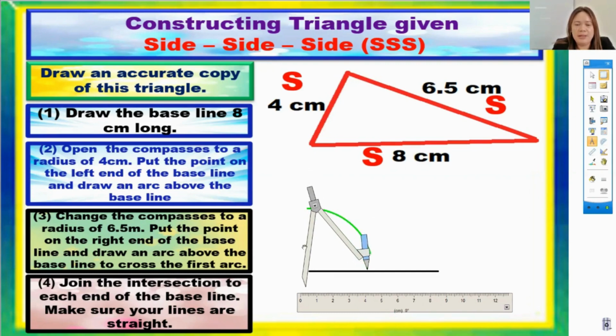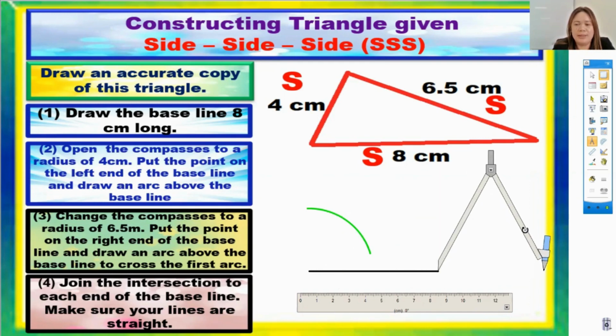Step number 3, we have to measure the third side, 6.5. So I have to adjust my compass from 4 to 6.5 like this. Okay, so 6.5. This is the third side now. So we are done with the first, and now we are done also with the second. We are now on the third side.